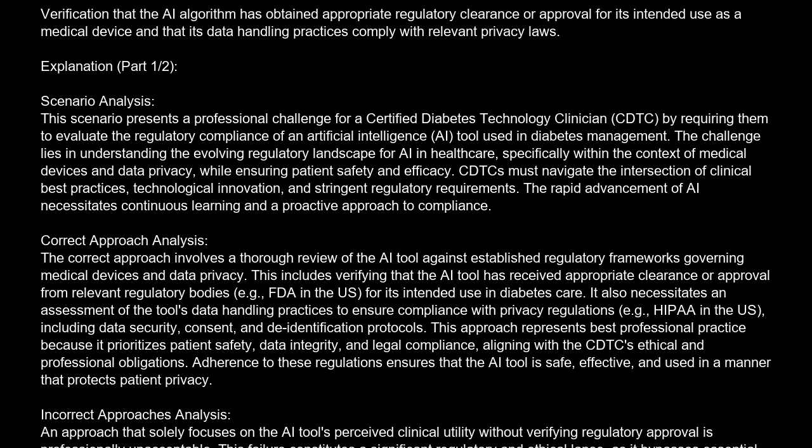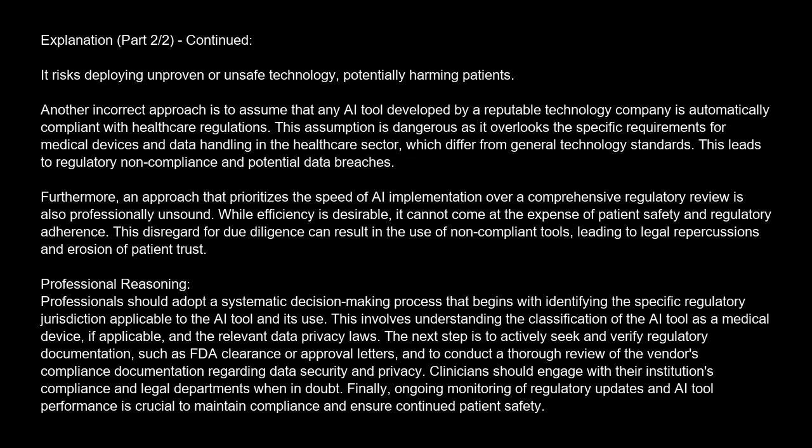An approach that solely focuses on the AI tool's perceived clinical utility without verifying regulatory approval is professionally unacceptable. This failure constitutes a significant regulatory and ethical lapse, as it bypasses essential safety and efficacy evaluations mandated by regulatory bodies. It risks deploying unproven or unsafe technology, potentially harming patients.